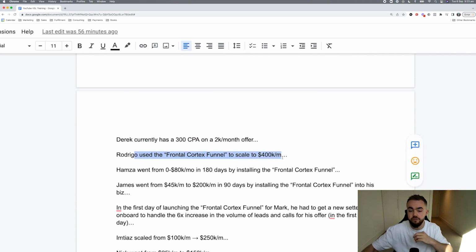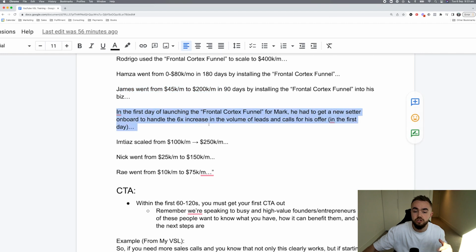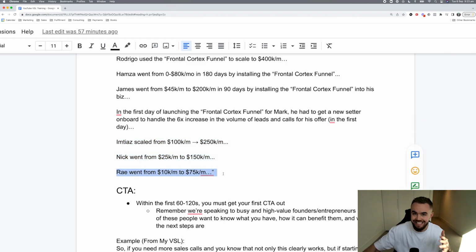Rodrigo used the frontal cortex funnel to scale to 400K a month. Hamza went from 0 to 80K a month in 180 days. James went from 45K a month to 200K a month in 90 days. In the first day of launching the frontal cortex funnel for Mark, he had to get new setters on board to handle the 6x increase in volume of leads and calls for his offer in the first day. MTR scaled from 100 to 250. Nick went from 25 to 150. Ray went from 10 to 75K a month.